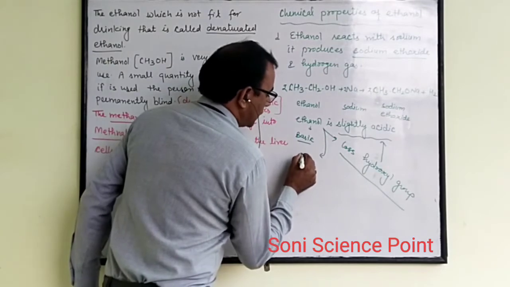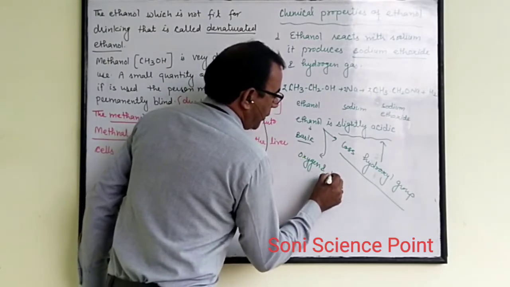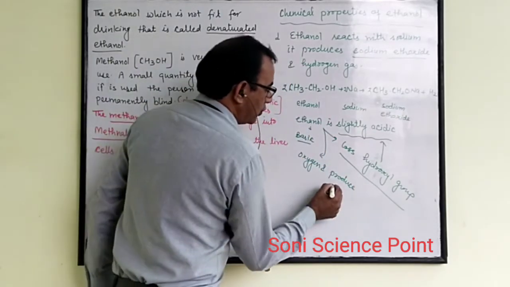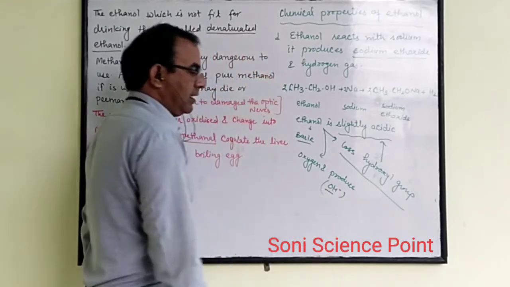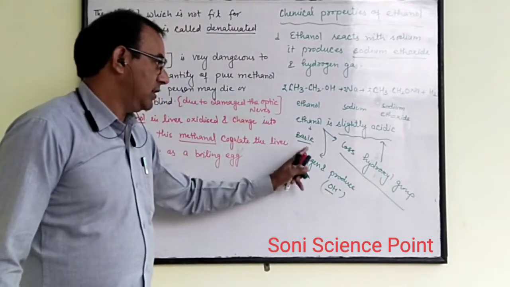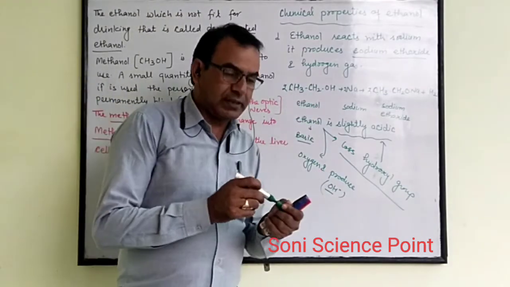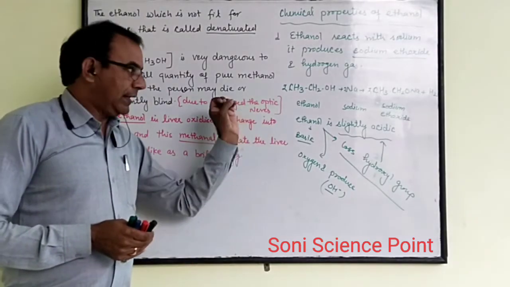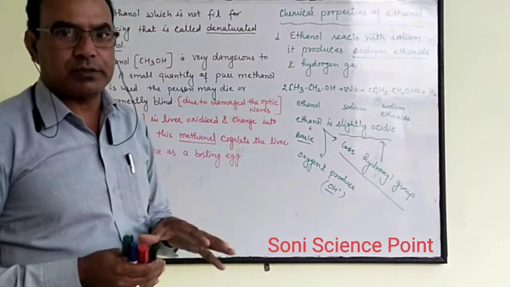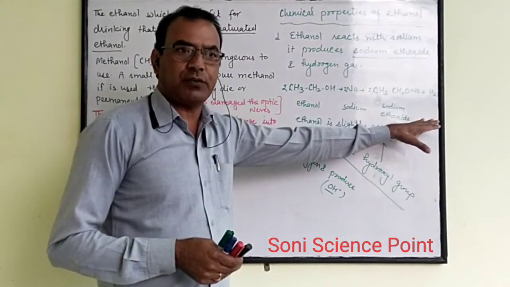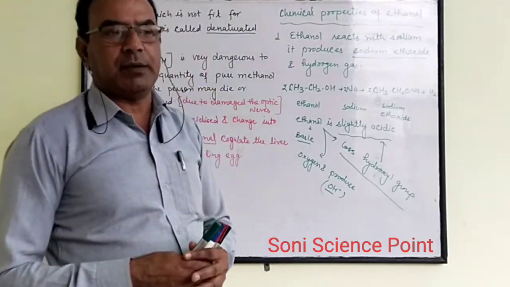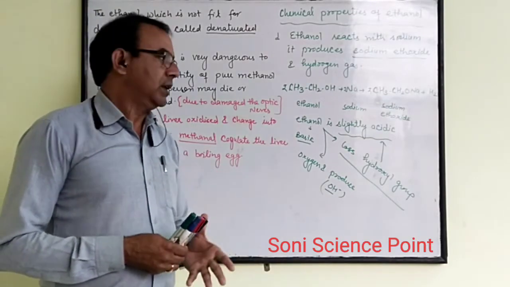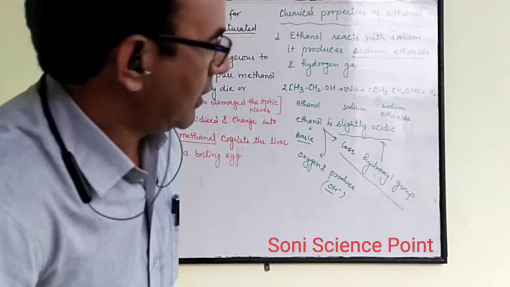In ethanol, oxygen reacts and produces OH negative ions, and due to the production of hydroxide ions, it is basic. This is the first chemical property: what happens when ethanol reacts with sodium? It produces sodium ethoxide and hydrogen gas. How can you show the presence of hydrogen gas? Take a burning matchstick near the mouth of the test tube in which this process occurred, and if the matchstick continues to burn with a pop sound, that shows the presence of hydrogen gas. This is the first chemical property of ethanol.